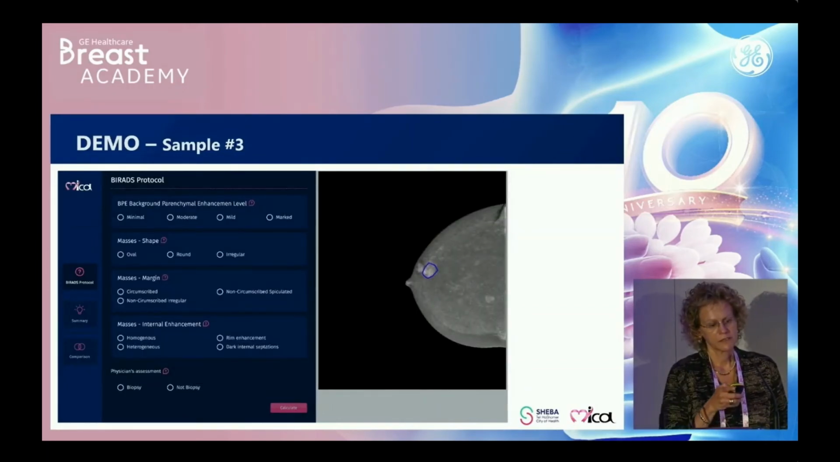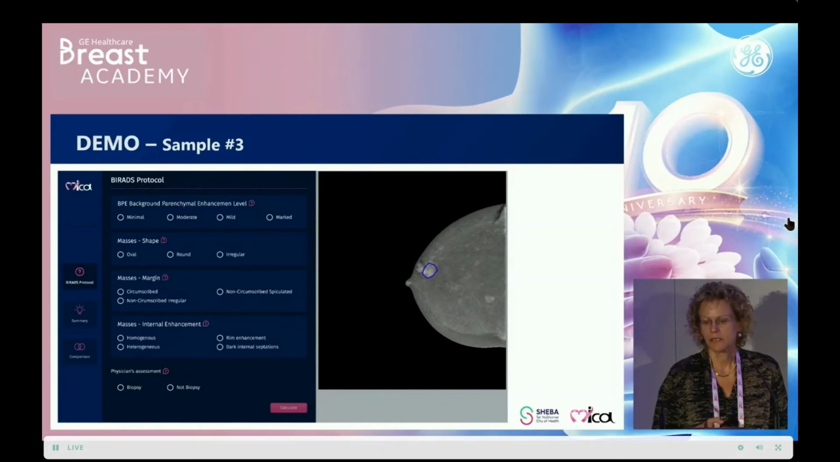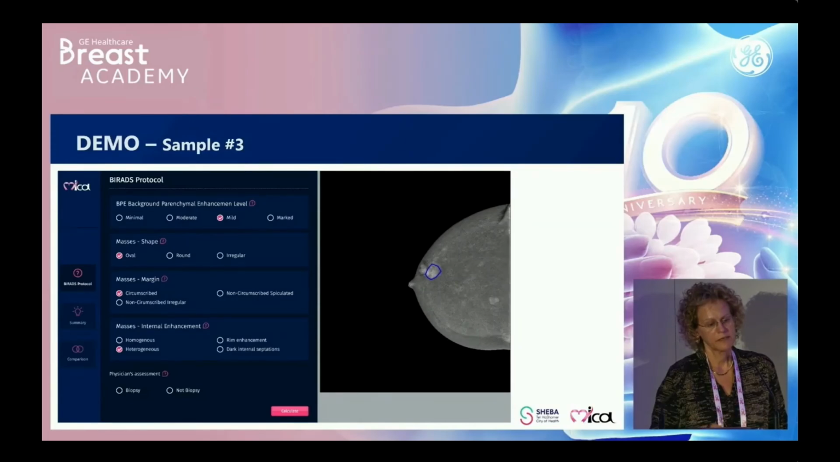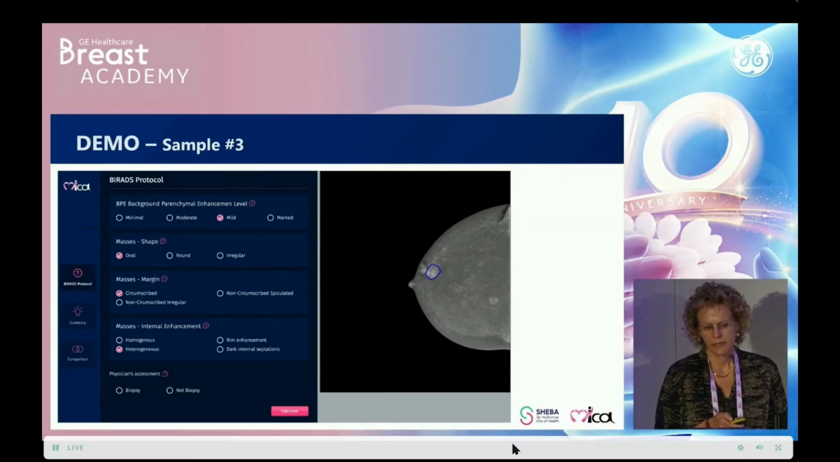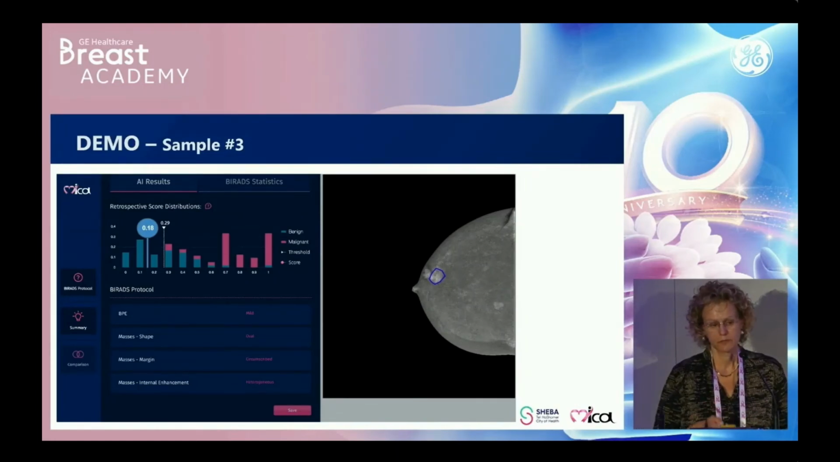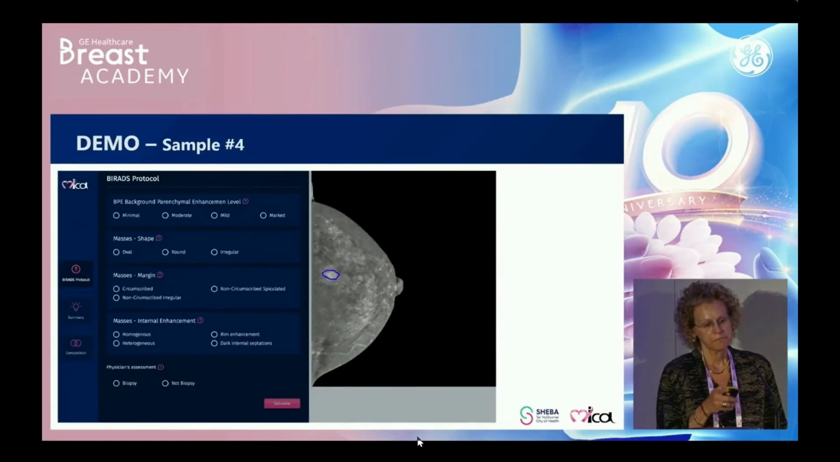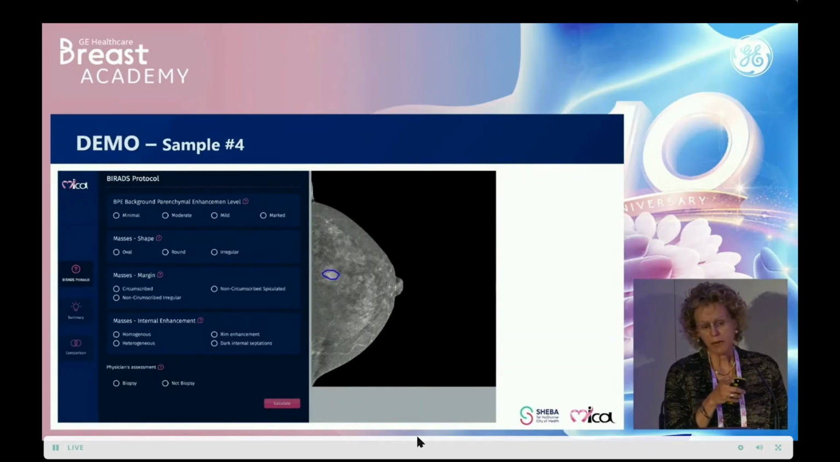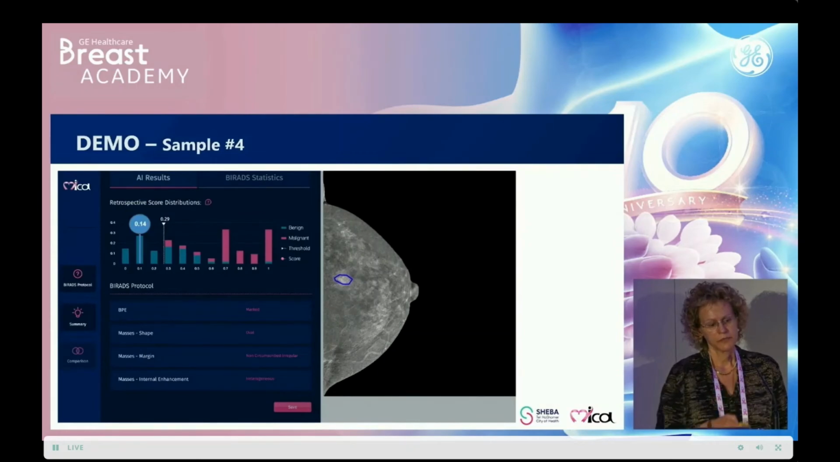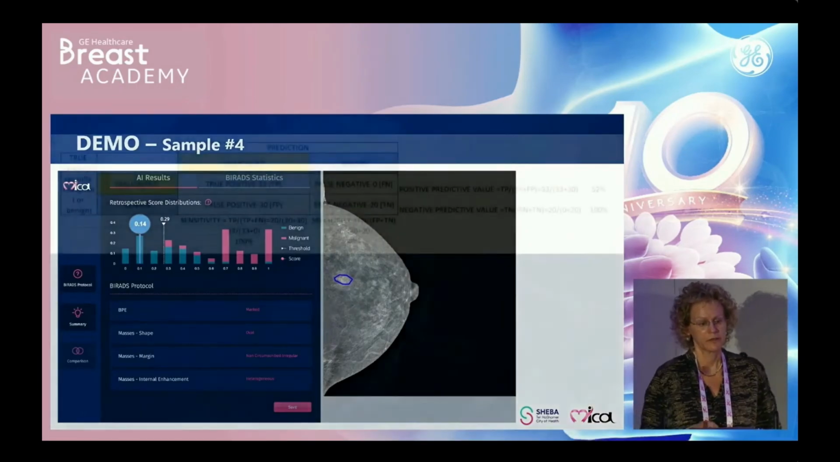Here is another small lesion, and again, it's very difficult to say whether it's benign or malignant. So we fill the BI-RADS lexicon. There is a mild BPE, oval lesion, circumscribed, heterogeneous enhancement, and we send it to the system, and it was a benign lesion, and again, compatible with the ground truth pathology. And this is another lesion. Marked BPE, sometimes very difficult. But there is the contouring of the lesion, and again, a benign lesion.